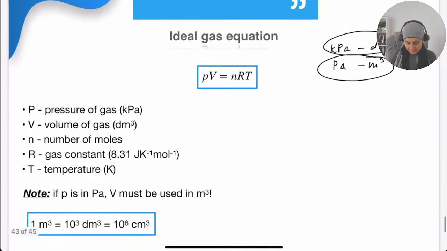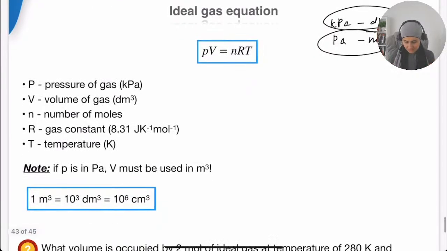And next, let's go back to the ideal gas. We discussed the units, we discussed the formula. Whenever the conditions are not standard, you can use this equation and rearrange it. Now units conversion. 1 cubic meter is 1000 cubic decimeters, or a million cubic centimeters.